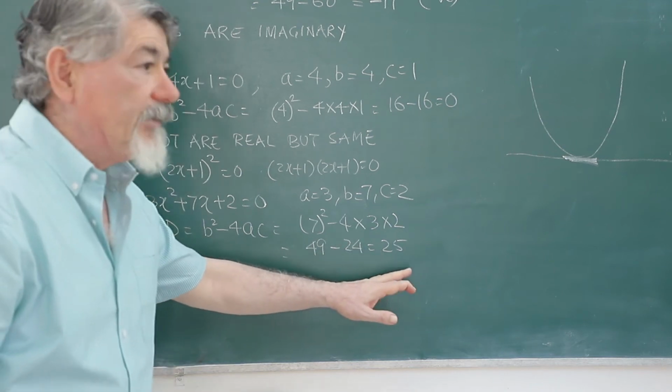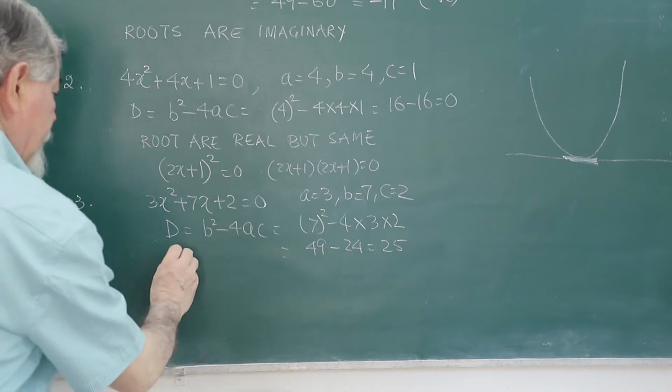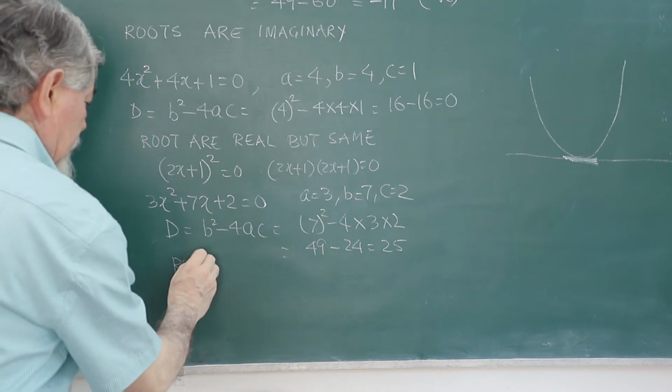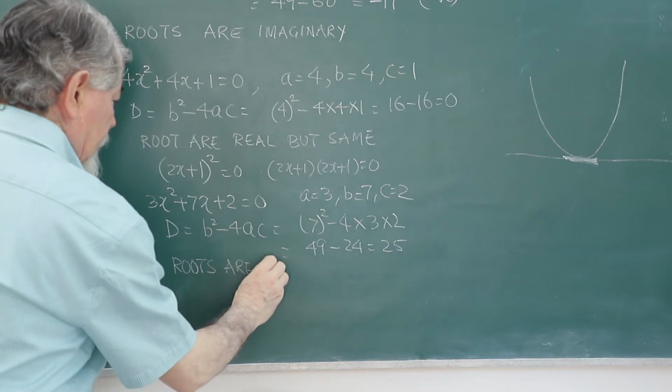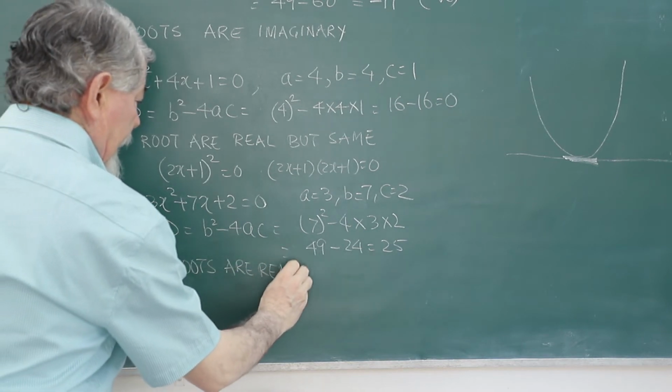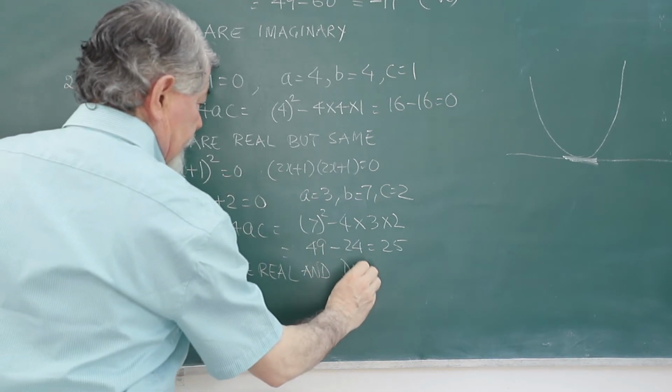You get 25, so it is positive. It is positive, so roots are real and distinct.